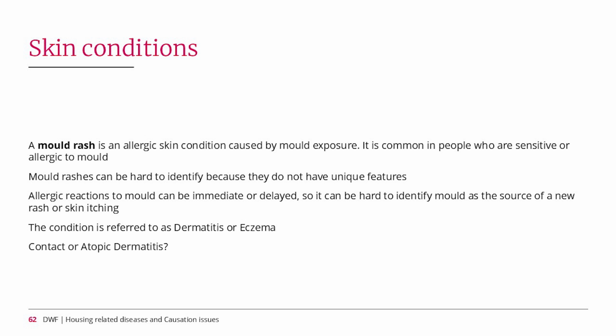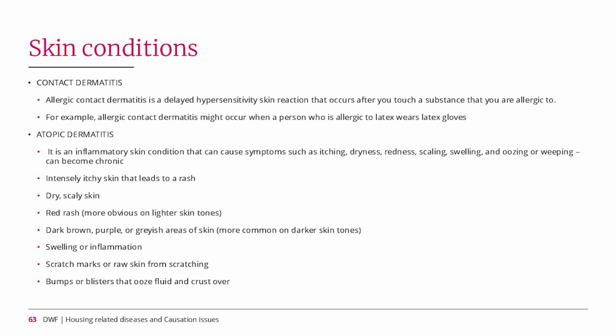One of the problems in terms of causation is that it can be hard to identify because it doesn't have any unique features. It's similar to other types of skin conditions, and that means causation is not always clear cut. The more generic terms for these skin conditions are dermatitis or eczema. There are two main types of dermatitis: contact dermatitis and atopic. Contact is when you come into contact with something that you react to.